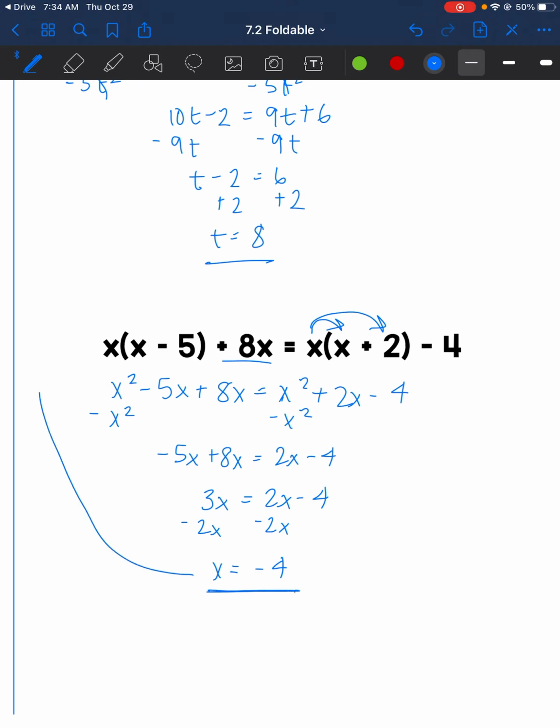Okay, and then you want to plug this back into the original equation for x to make sure that that is true. And that is all for our 7.2 foldable.